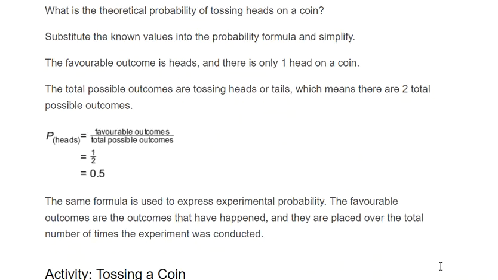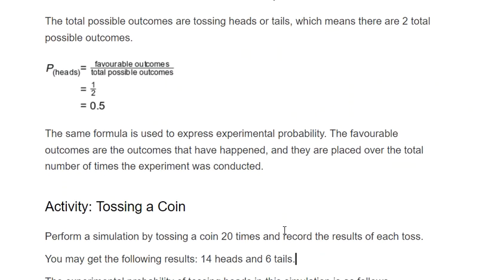The same formula is used to express experimental probability. The favorable outcomes are the outcomes that have happened, and they are placed over the total number of times the experiment was conducted. Here's your activity.